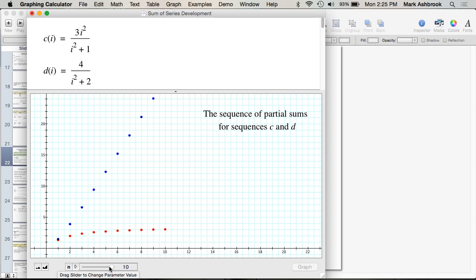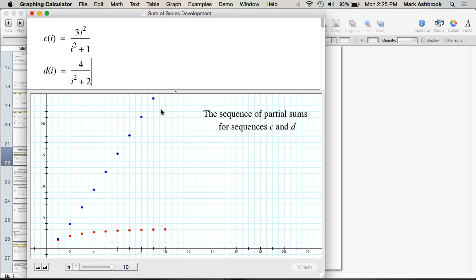Yeah. So this is the sequence of partial sums, right? It's the accumulation of the sum of all the terms up to that one. So this is the sum of the first 10 terms as a y-coordinate, and this is the sum of the first 10 terms as a y-coordinate for C.